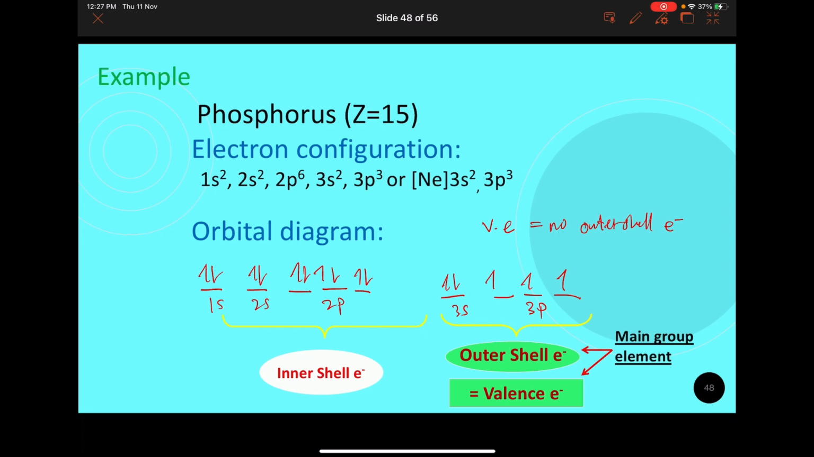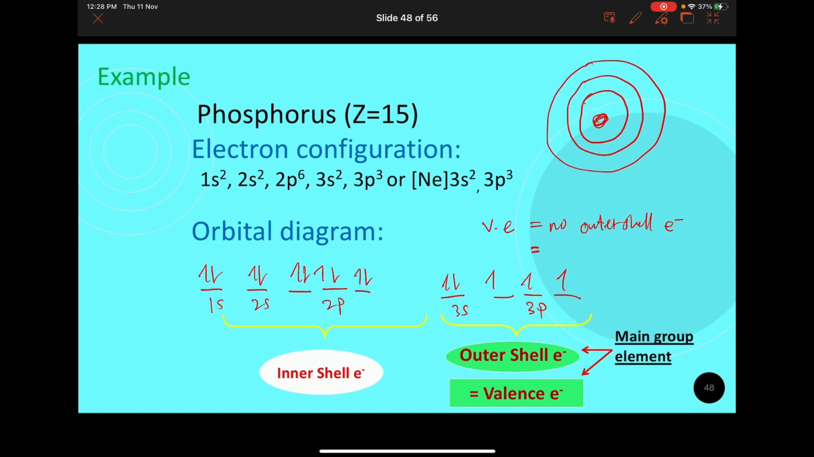So which means, let's say an example in an exam, how many valence electrons for phosphorus? You just count the electrons in the outer shell. So 1 2 3 4 5. So the outer shell is 3s, right? Here is the nucleus, here is N1, N2, N3.